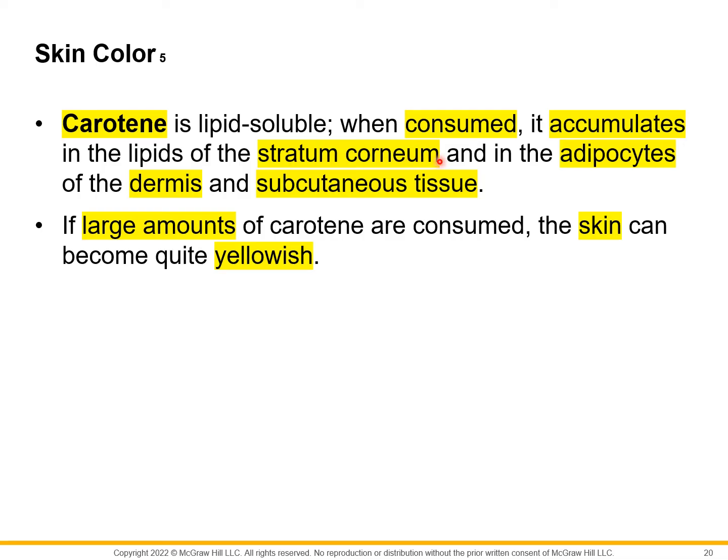So kung kakain daw po tayo ng mga pagkain that contains large amounts of carotene, then eventually pwede daw pong ma-accumulate yung carotene dun sa mga areas ng stratum corneum natin, sa areas ng dermis and subcutaneous tissue, which could give us kind of like a bit more yellowish appearance. All right, so as you can see right here, large amounts of carotene on the skin can make us look a bit yellowish.